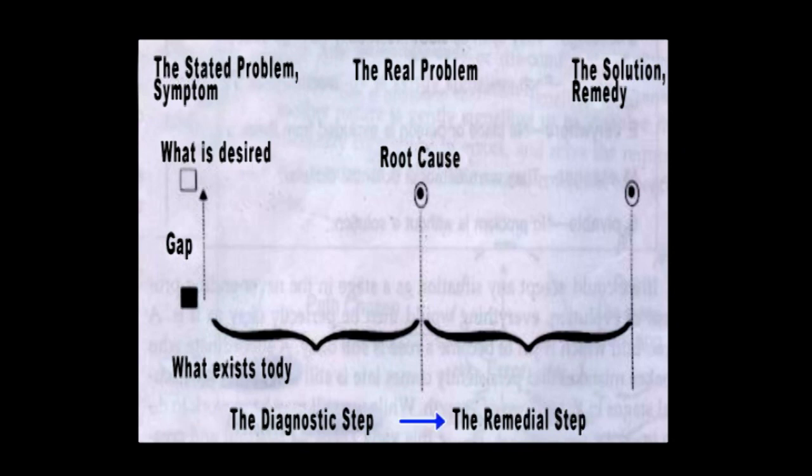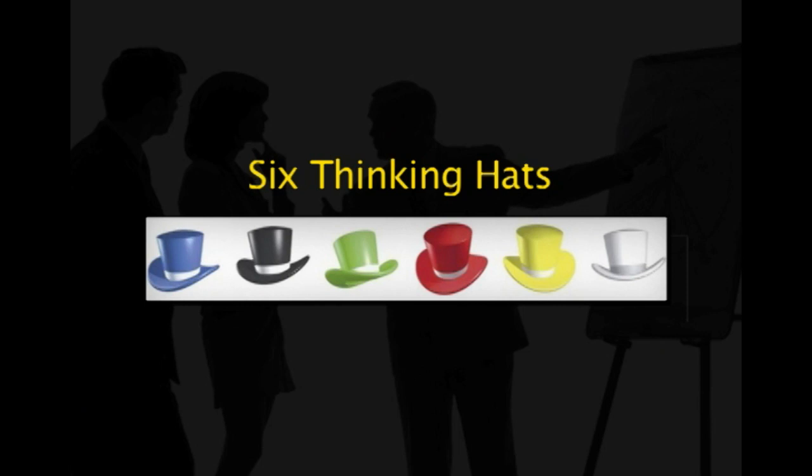The next stage is the remedial step. This seeks to move from the root cause to the remedy or solution. This requires a specific action plan that can bring about a cure. Now, let us look into various problem solving techniques. The first is six thinking hats.